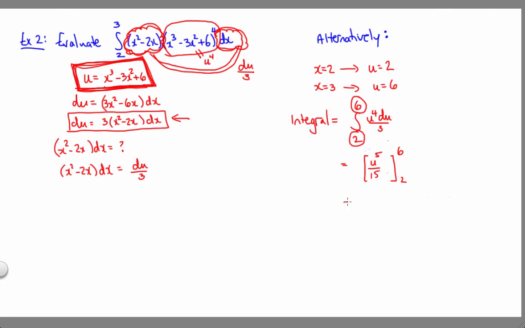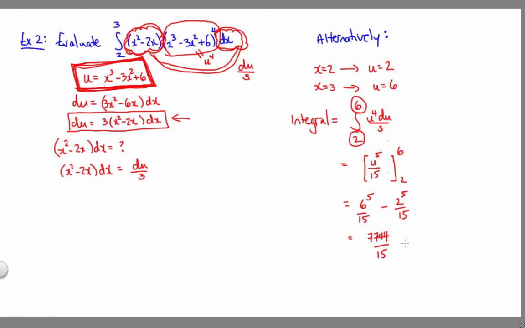So now it's a lot easier to sub in. We're going to directly sub in the u value 6 here. That's going to give us 6 to the 5th over 15. And then we're going to subtract off the value that we get when we sub in u equal 2. So that will be 2 to the 5th over 15. So our final answer then will be something over 15, and if we grab our calculator we can check it's 77.44 over 15. So this gives us the same answer as the first approach.